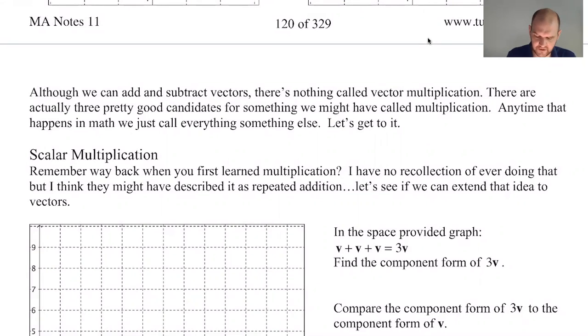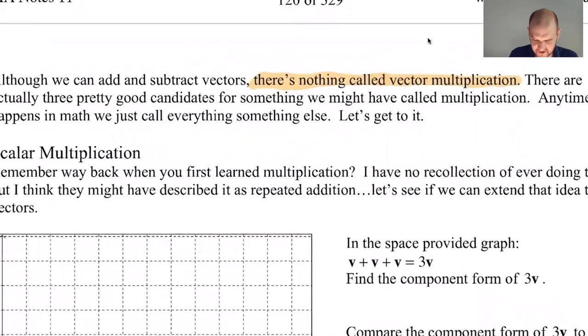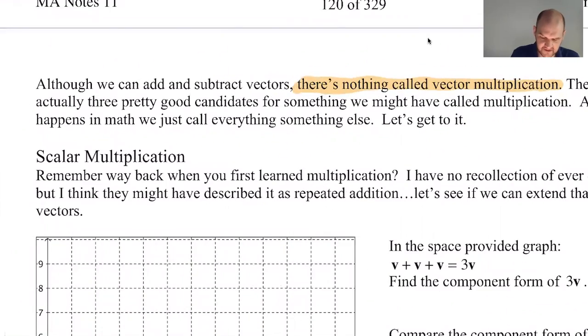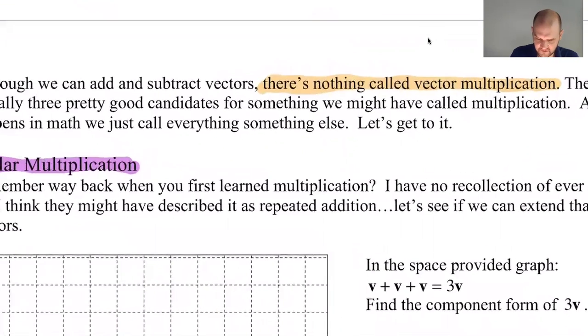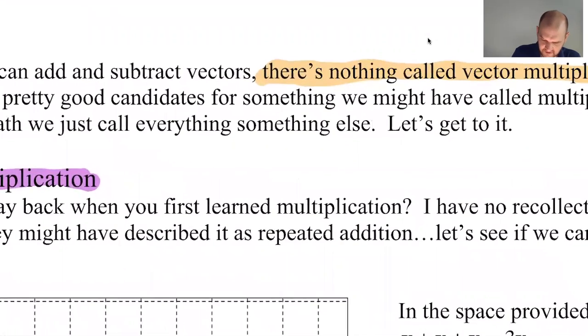Well, here's a weird answer. There's kind of nothing that you would really call vector multiplication. On the other hand, there are three things that you might call vector multiplication, and therefore you don't call any of them that. So if you're curious what those three things are, the first one is going to be scalar multiplication, which we will talk about in a second. The three things are: one, scalar multiplication. This is just for the people who are super curious.